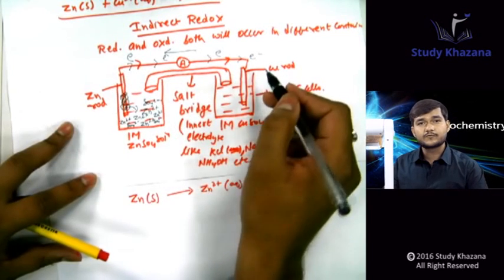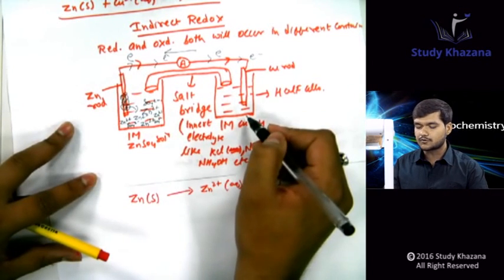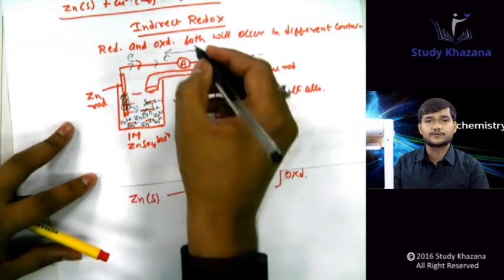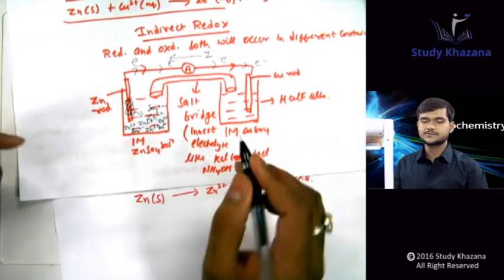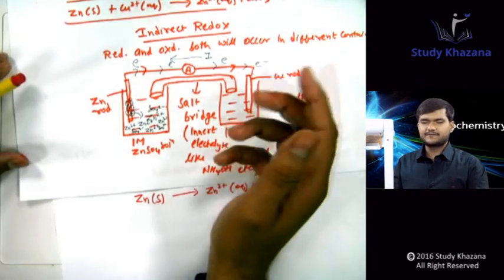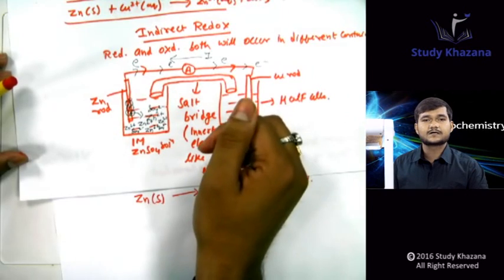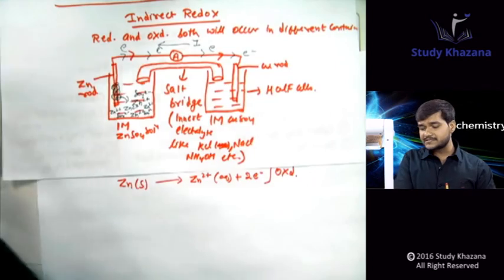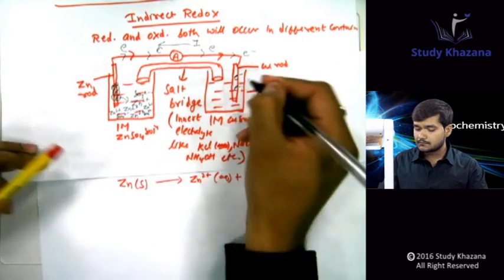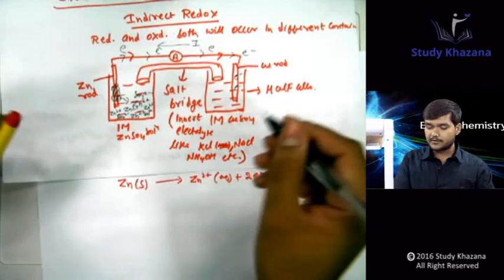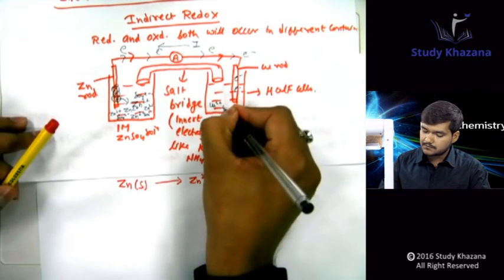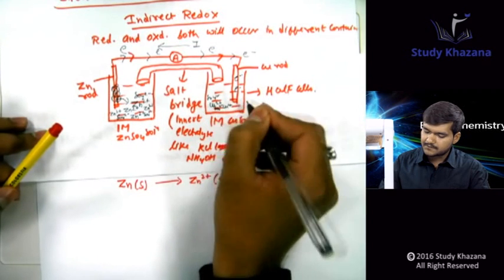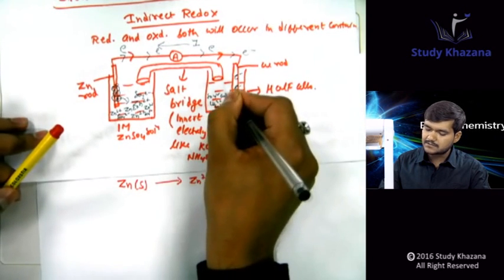So if electrons are moving in this direction from the zinc rod to the copper rod, current will move in the opposite direction. We know the sign convention of current. Deflection is always seen in the ammeter when this current is produced. Now when these electrons reach the copper rod, the copper ions are already present in this solution, Cu2+ with an equal amount of SO4 2-.